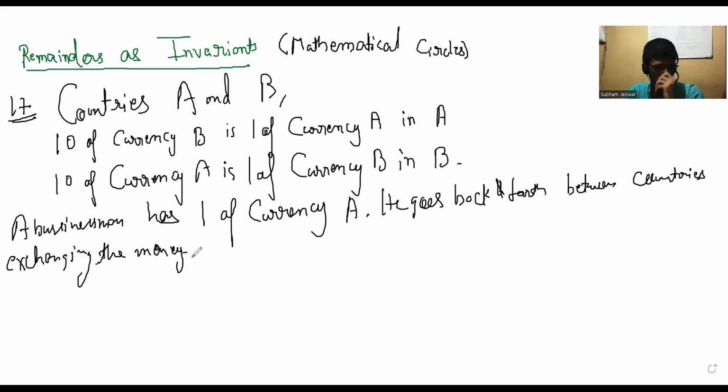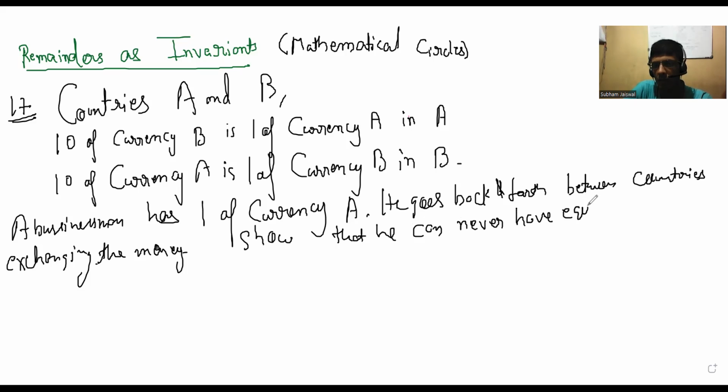Now we want to show that he can never have equal amounts of both currencies. So we want to show that he can never have equal amounts of both, without the units, just the equal amounts numerically of both the currencies.